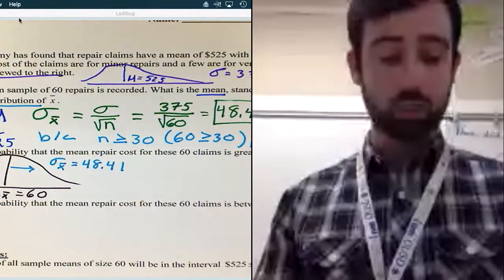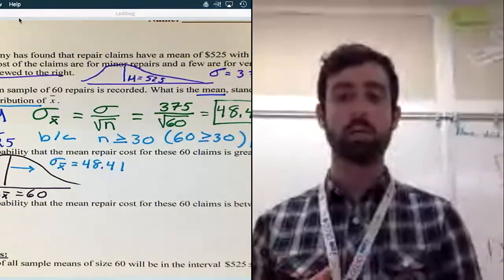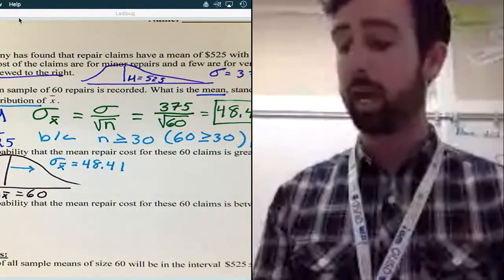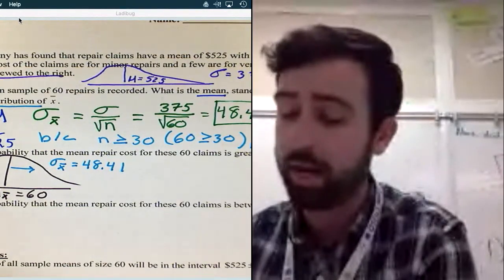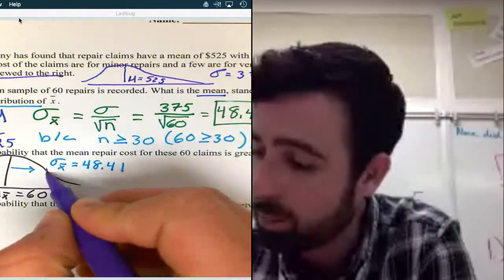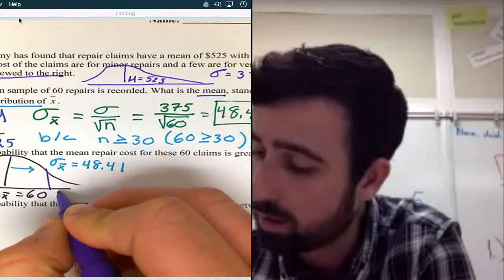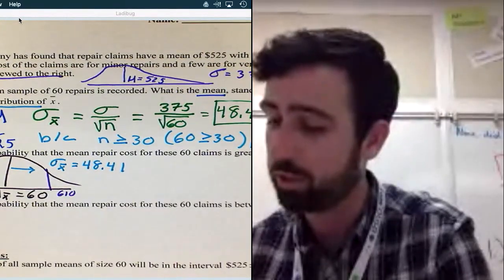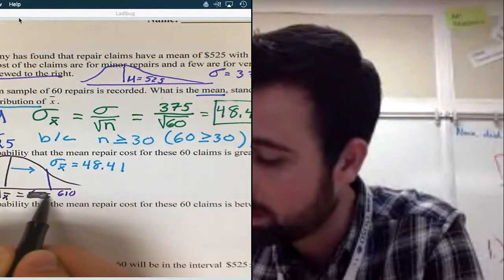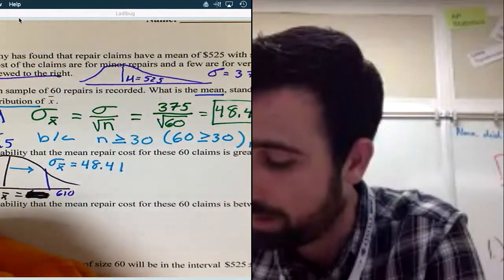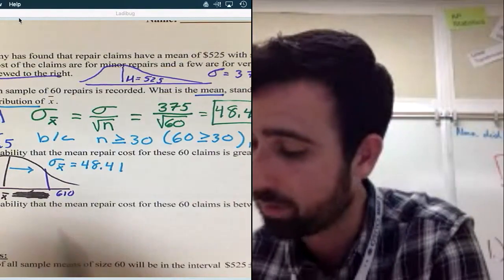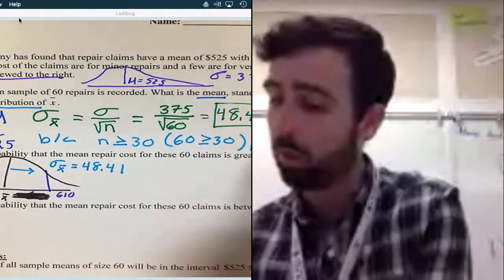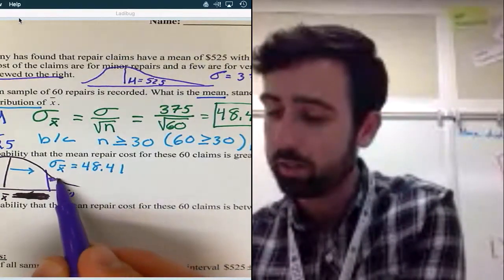So now they're asking us to go back to chapter 2, chapter 3, depending on your pacing, with normal calculations and z-score and all that. So they're asking, hey, what's the probability that I collect a sample of 60 that's bigger than 610? And notice I made a mistake here. Our average isn't 60. Our average is 525. Thinking sample size. So our average is 525, not 60. So we want to know what's the probability that the claim is greater than 610.